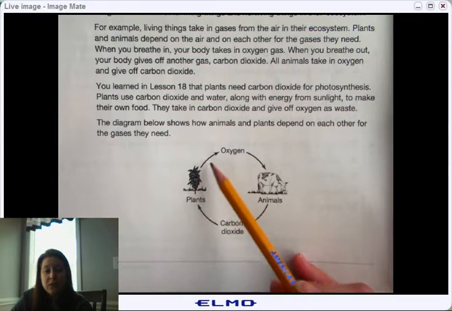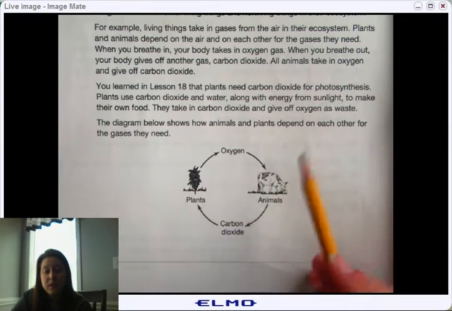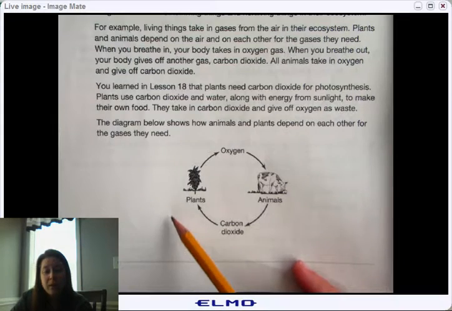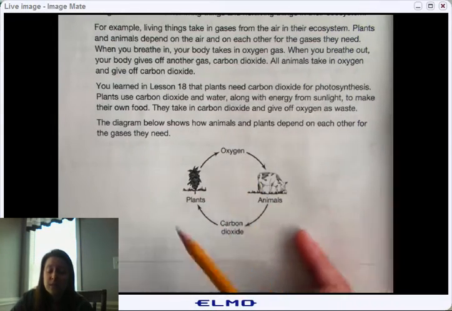So plants give off oxygen. Oxygen is needed for animals. Animals give off carbon dioxide. However, plants need the carbon dioxide, and it's a cycle that continues.